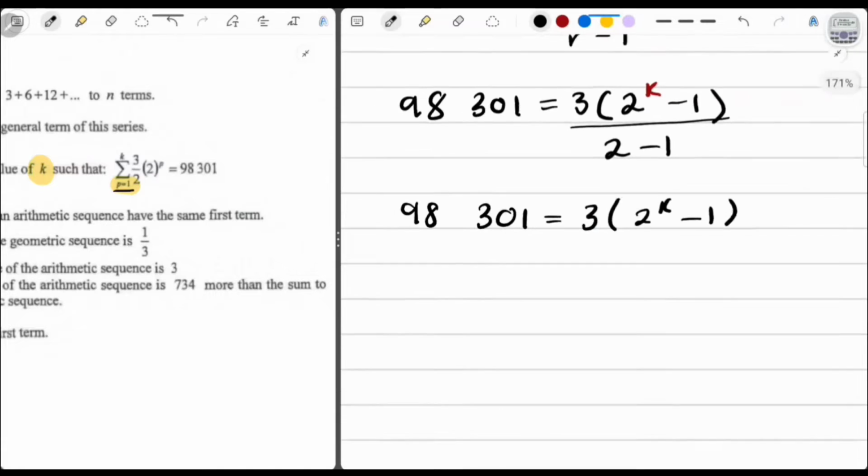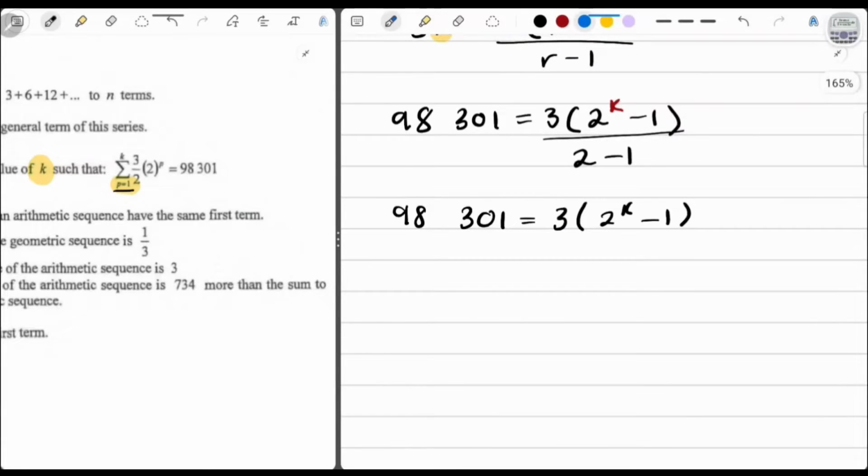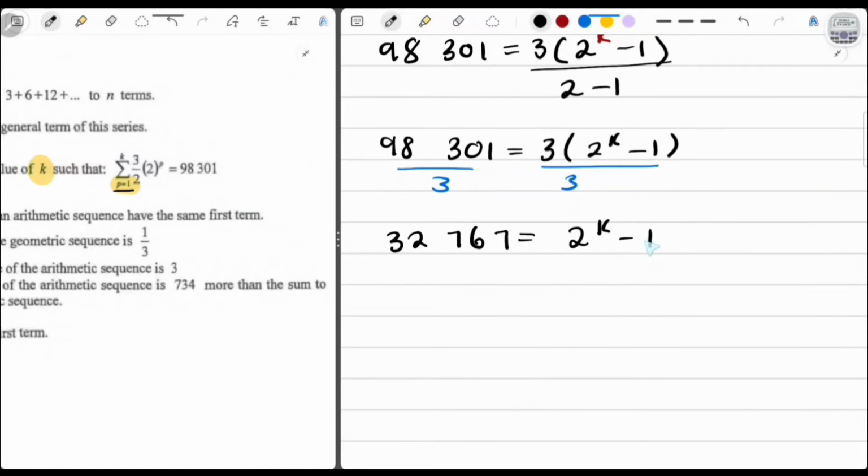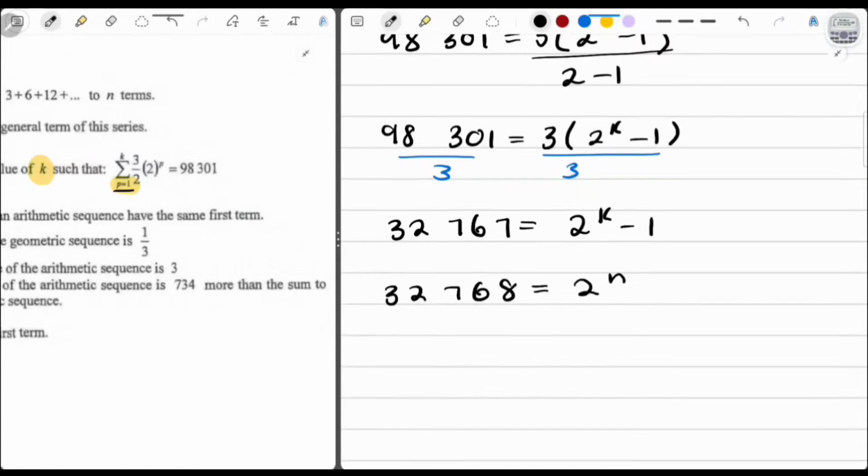Then I can get rid of the 3 by dividing both sides by 3. If we divide both sides by 3, we get 32,767, and this is equal to 2 to the power of k still, minus 1. Then if you take the 1 over, it becomes a positive 1, making this 32,768 equal to 2 to the power of n.